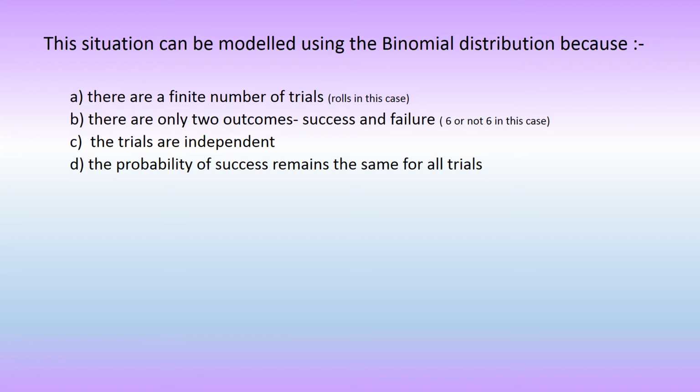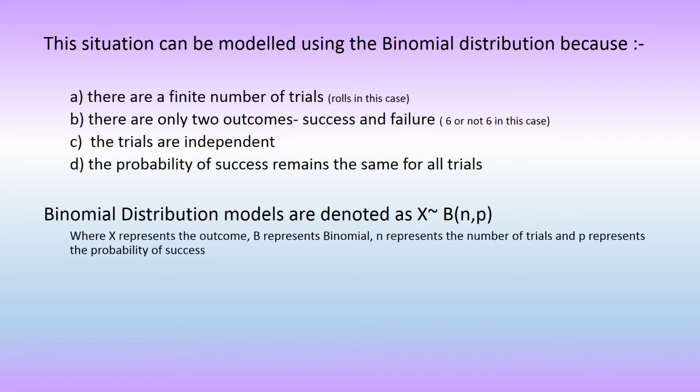So what we're saying is that the probability of getting a 6 is the same each time, and that remains the same throughout, and each roll is independent of another.